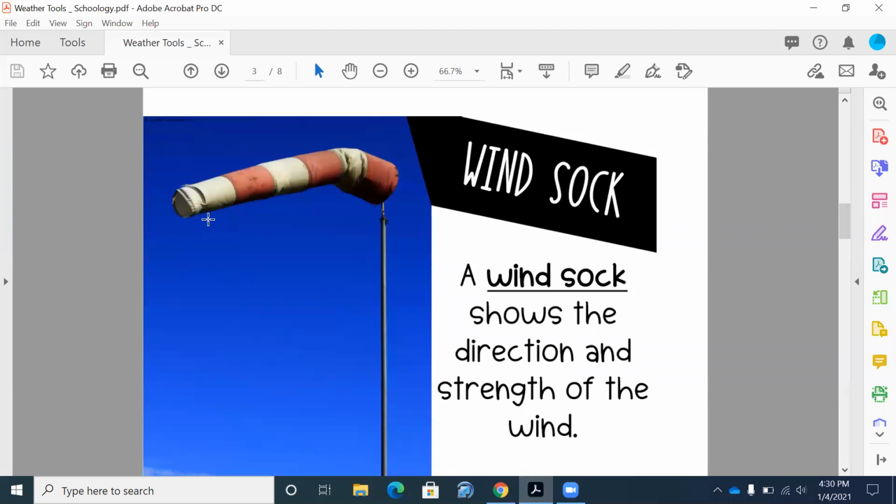Okay. And if there was barely any wind, this whole sock would probably just be lying next to the pole. So that's what a windsock does.